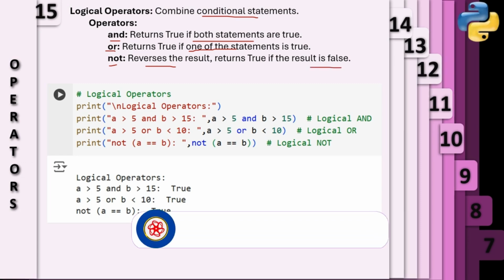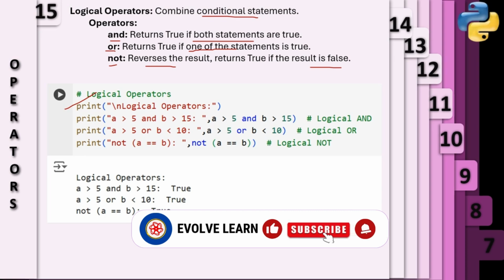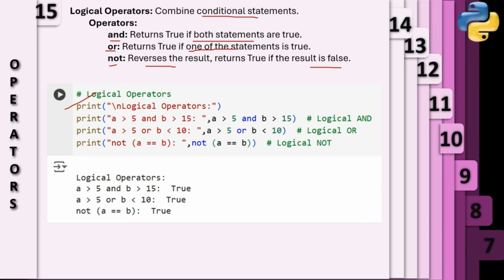Take a look at this execution. Here a is 10 and b is 20. 10 greater than 5 and 20 greater than 15. Here both statements are true, so the result is true. In the next, here one statement is false, but as the OR operator requires only one statement to be true, it returns true. Not inverses the result. 10 is equal to 20. This is obviously false. Not reverses the result, so we get the result true.